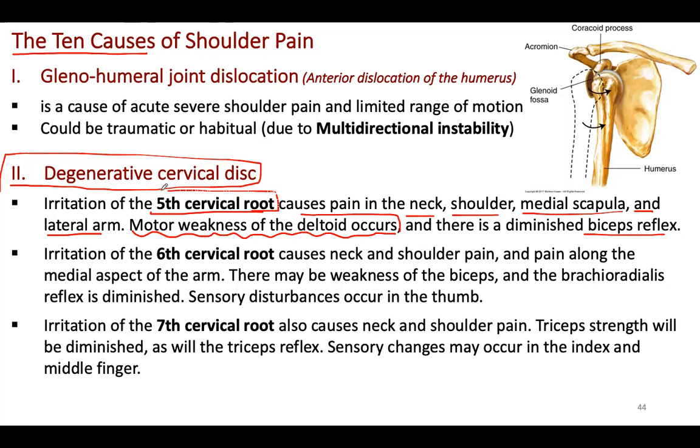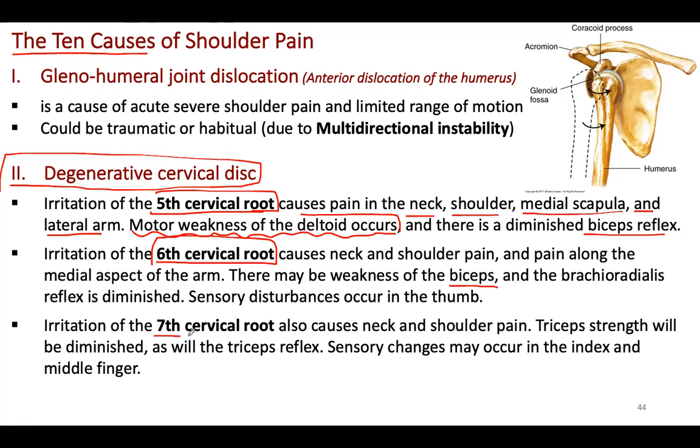How to diagnose? What's the movement you ask the patient to do that is affected? So sixth cervical root will be weakness of the biceps. The biceps does what? Flexion of the elbow. A patient who is unable to flex the elbow might have sixth cervical root involvement.